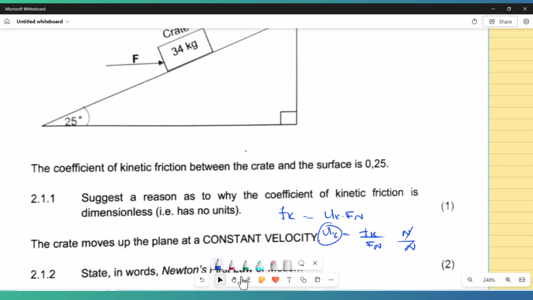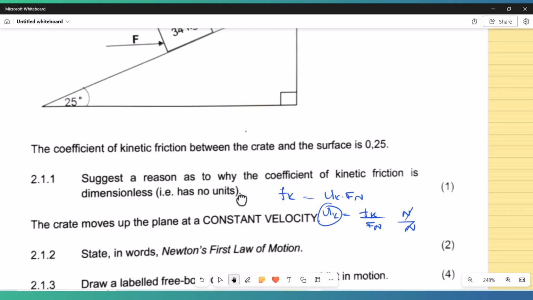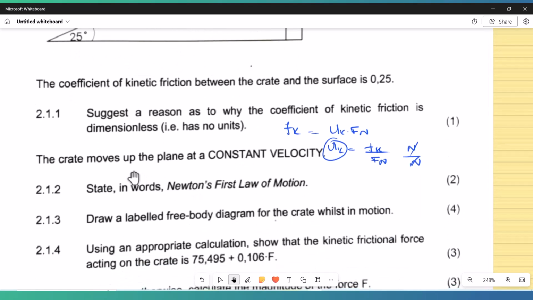Next question. The crate moves up the plane at a constant velocity. State in words Newton's first law of motion. If you watched our first video, we stated all the laws of motion. If you don't have it, you can watch it on our YouTube channel, Smart Physics, which we operate here by Rostec.